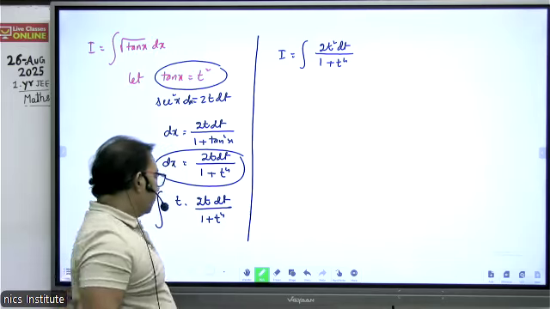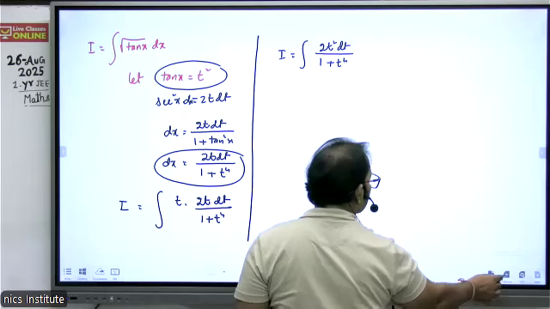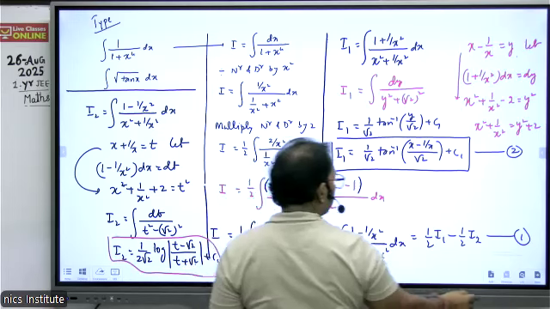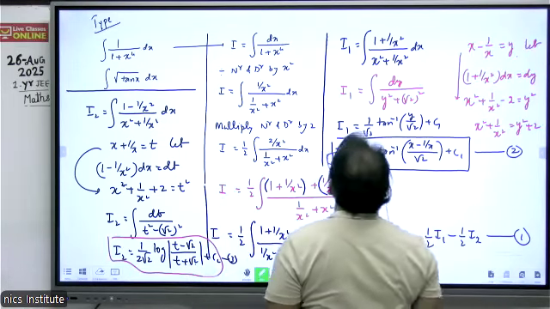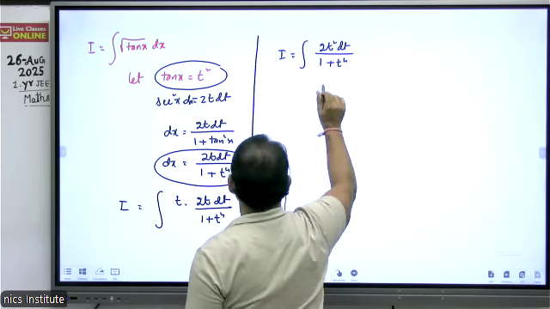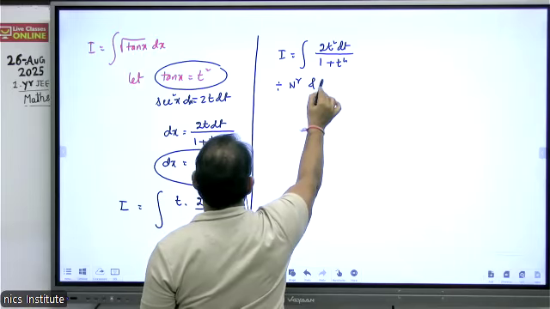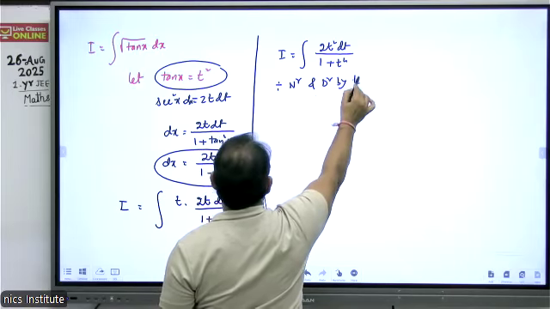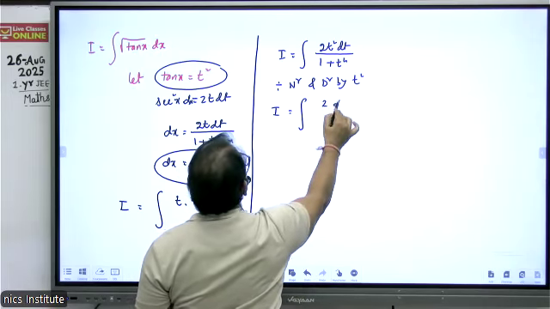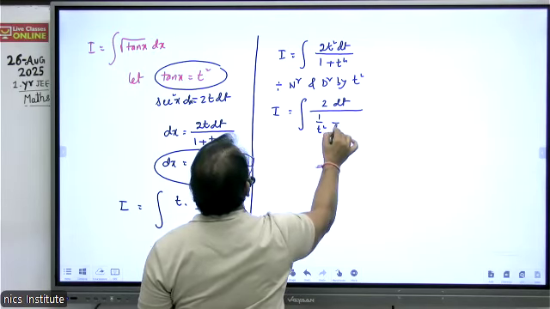See, in the previous question, what was it? It was 1 over 1 plus x4. Now we have 2t square by 1 plus t4. More or less the same. Same process. Divide numerator and denominator by t square. So this would be 2 dt by 1 by t square plus t square.